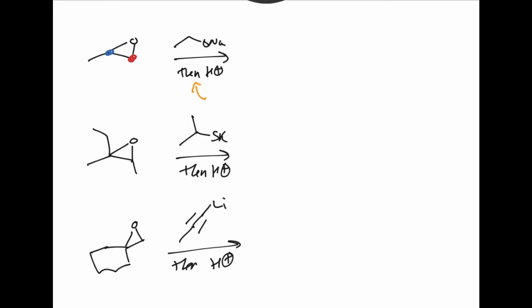So you've got secondary and primary. Since under basic conditions you're doing an SN2 type reaction, you always just add to the least substituted side because it does the SN2 reaction faster. So we're going to make our product there, right? And we're going to add to the red carbon, and our alcohol is going to be on the blue carbon.